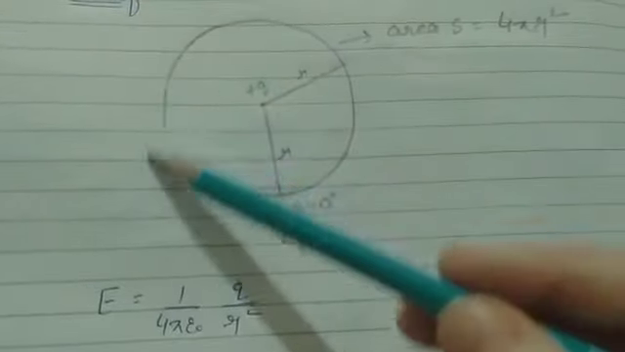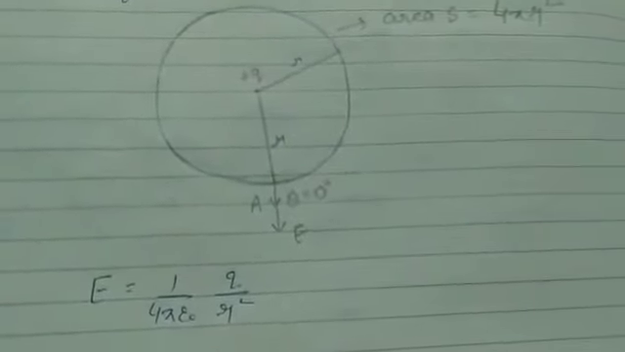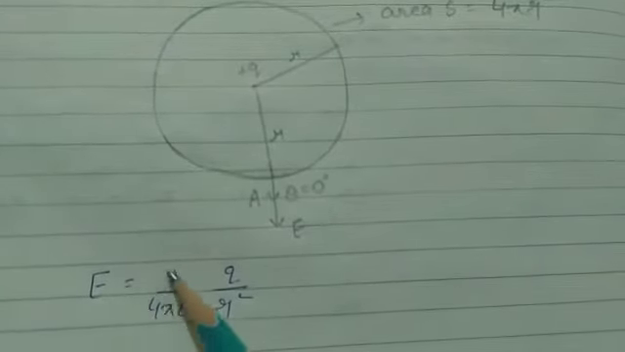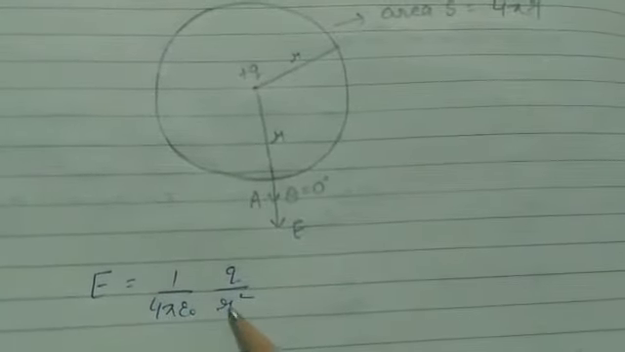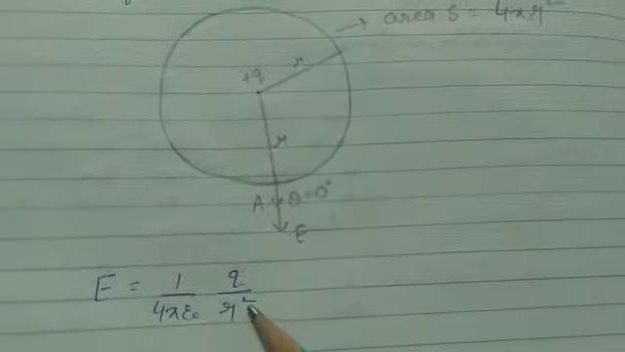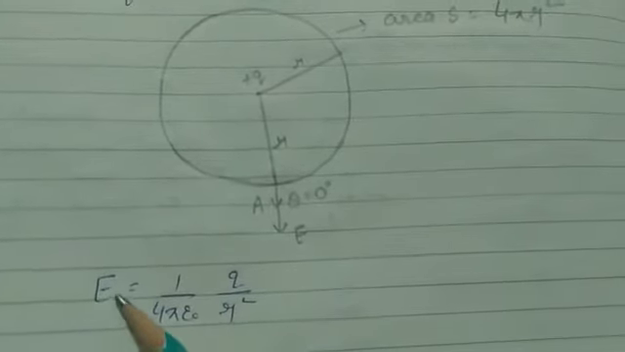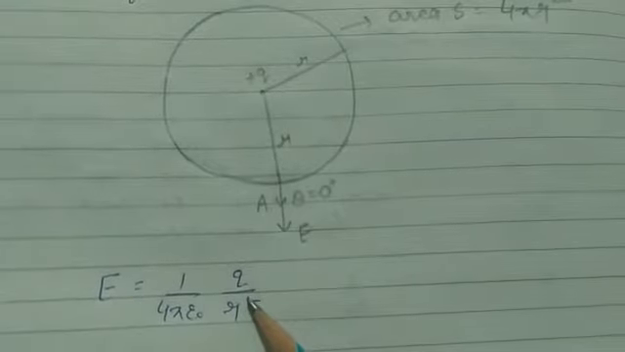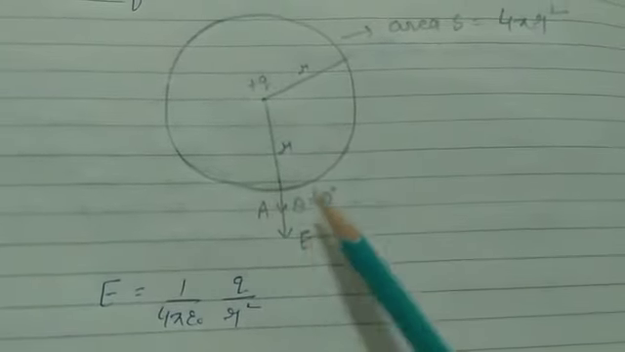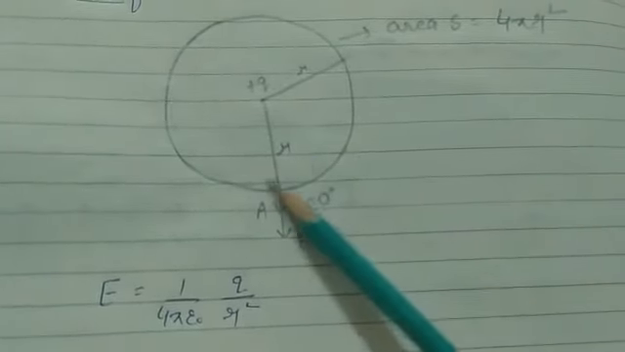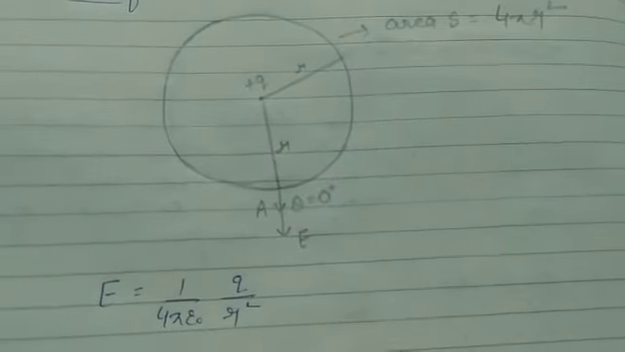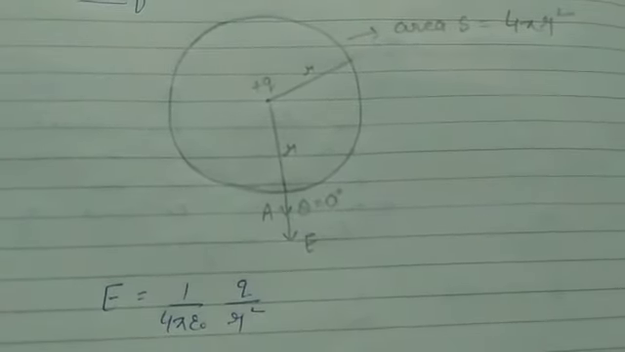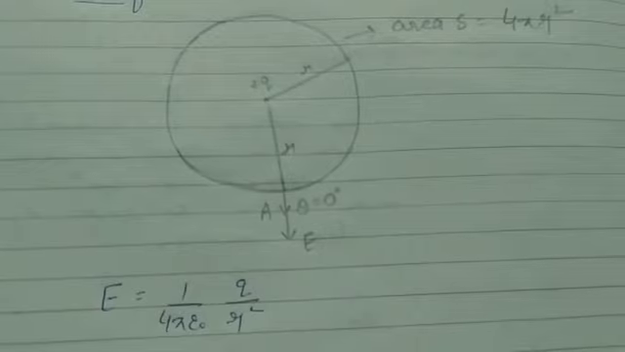And why are we taking this area as spherical? Because E equals 1 upon 4 pi epsilon naught times q upon r square, we know that the electric field follows the inverse square law. So that's why the area will be spherical only. We will continue this in the second part of today's lecture.